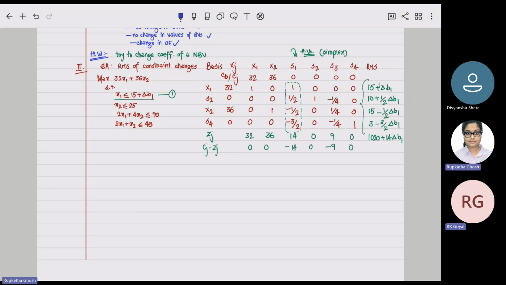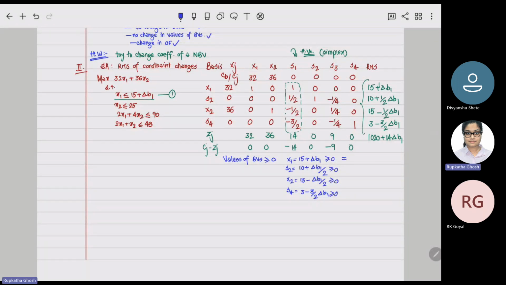Values of all the basic variables should be greater than or equal to 0. So your value of x1 here is what? 15 plus delta B1. S2 is 10 plus delta B1 by 2. X2 is 15 minus delta B1 by 2. And S4 is 3 minus 3 by 2 delta B1. So everything has to be greater than or equal to 0.